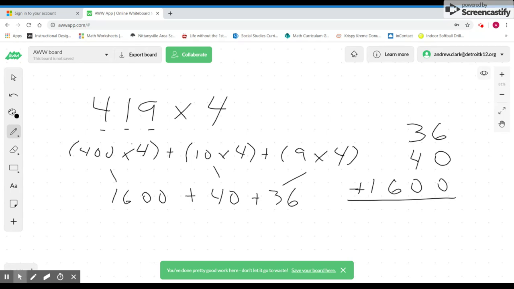All right, so let's add up the ones. 6 plus 0 plus 0 is 6. 3 plus 4 tens is 7 tens. 6 hundreds and 1,000. Okay, so the answer is 1,676. And this is called the partial products method of multiplication. Let's look at another way we can solve this.